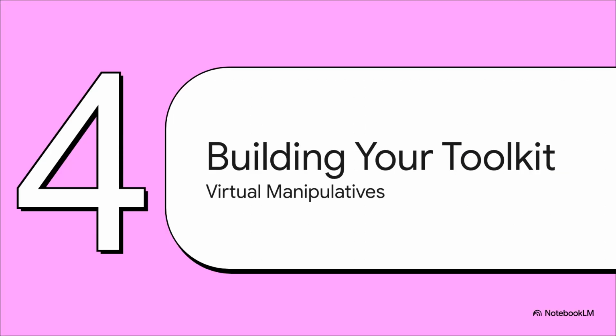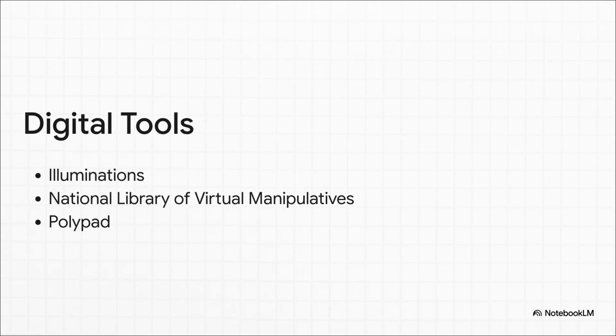Which brings us to Section 4, building your math toolkit. Let's empower you with some hands-on virtual manipulatives. To really put all of this into practice, you've got to check out specific digital resources like Illuminations, the National Library of Virtual Manipulatives, and Polypad. These aren't just basic calculators, folks. They are interactive models. Tools like Polypad, for example, actually allow you to design and calculate dimensions for your own digital gardens in real time. It puts the math literally right at your fingertips.